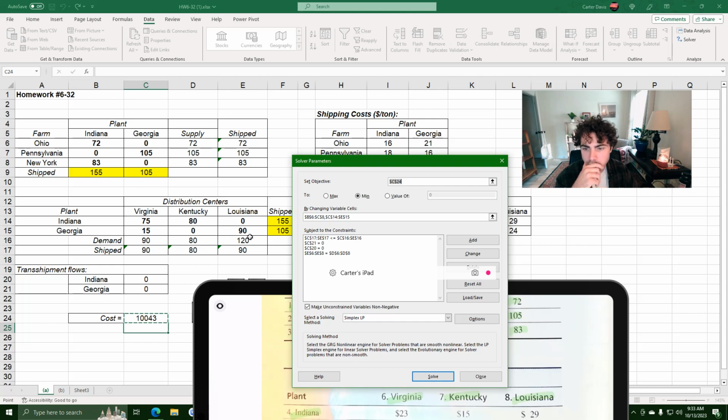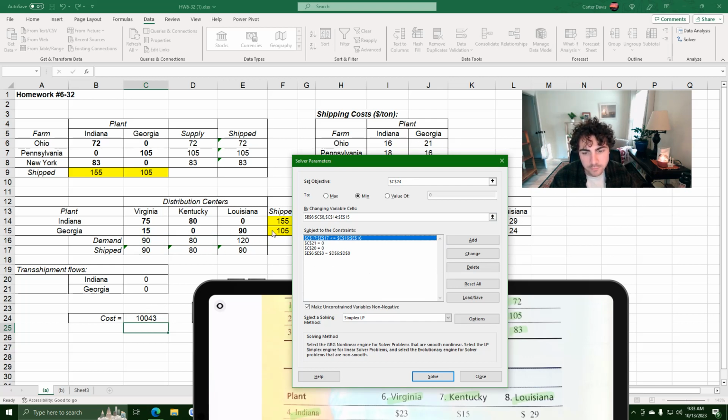Okay, so they just made it so that however much is shipped to the distribution centers at the end was less than or equal to the demand. Now, hold up. There we go. They made sure that everything that was shipped had to be less than or equal to the demand.